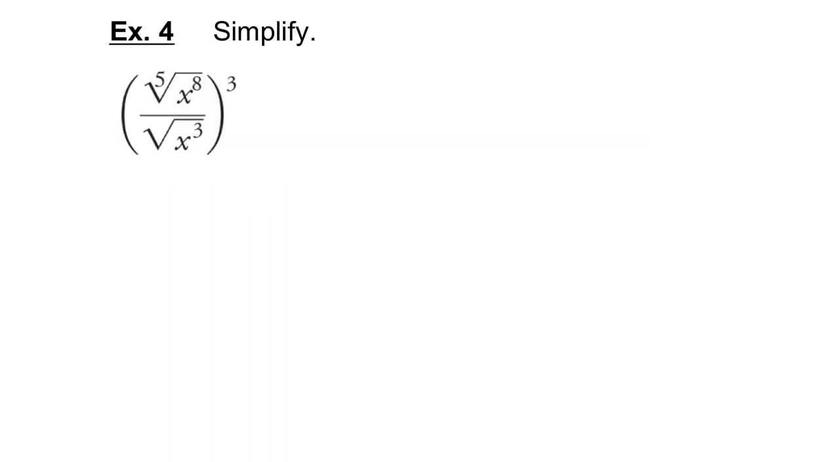Now, my last example involves radicals. So just remember how you can rewrite radicals as rational exponents. The fifth root of x to the 8 is x to the 8 over 5. The square root of x to the 3 is x to the 3 over 2. So I've just rewritten my radicals as powers with rational exponents.